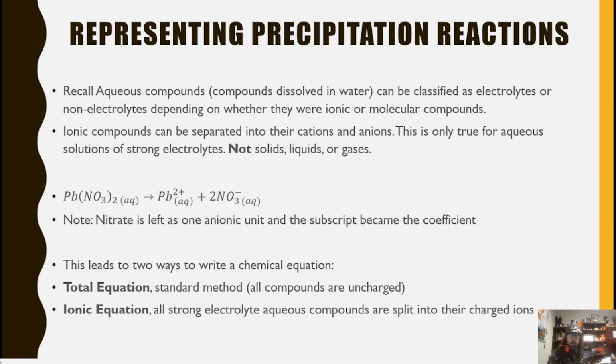This will lead us to 2 different ways of writing the same chemical equation. One is the total equation, which is our standard method, where all compounds are left uncharged, and the ionic equation, where all strong electrolytes that are aqueous are allowed to split into their individual charged ions. So total is how we've been writing it. Ionic is the new way, where we break down everything that's aqueous into its charges, its cation and anion pairs.